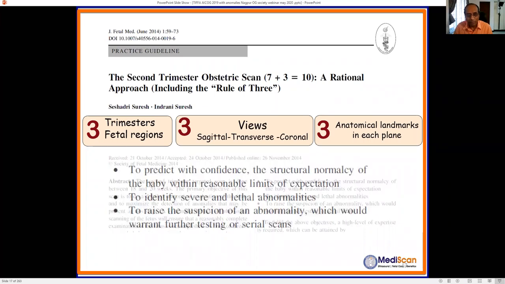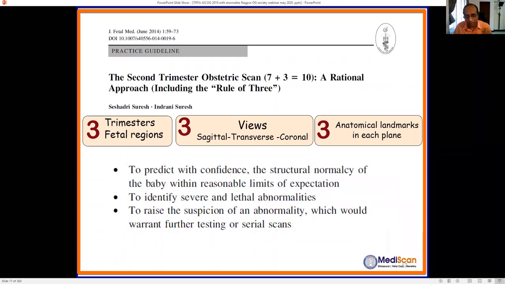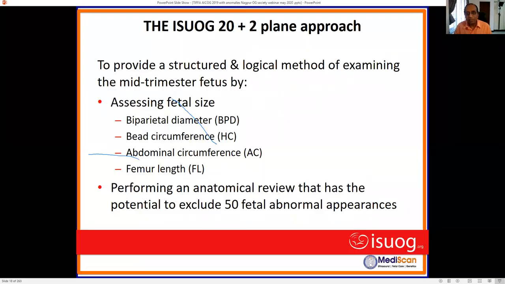each plane. This is what we expect to do to predict with confidence the structural normalcy, to identify severe lethal abnormalities, to raise suspicion of the abnormality. The next is the issue of the 20 plus 2 plane approach, which incorporates the rule of three insight.